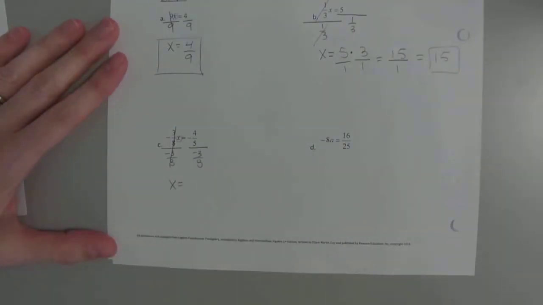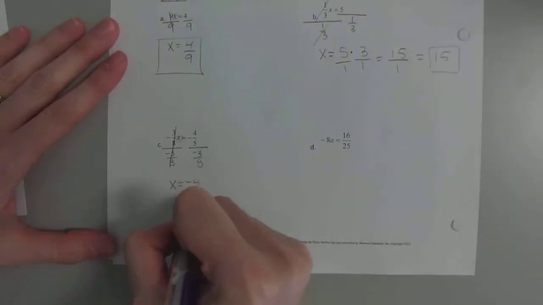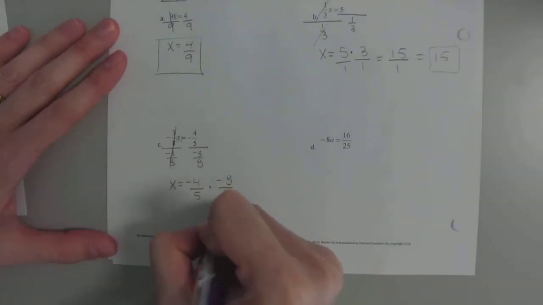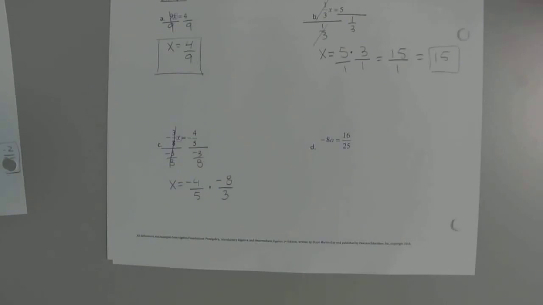On the left, what's any number divided by itself? It cancels out to 1, and you're just left with x. On the right, we have negative 4/5 times the flip, negative 8/3. Does that look okay? So we know a negative times a negative is a positive. Is this going to reduce any? What are the only factors we have on the bottom? 5 and 3. Do 5 and 3 go into either 4 or 8?